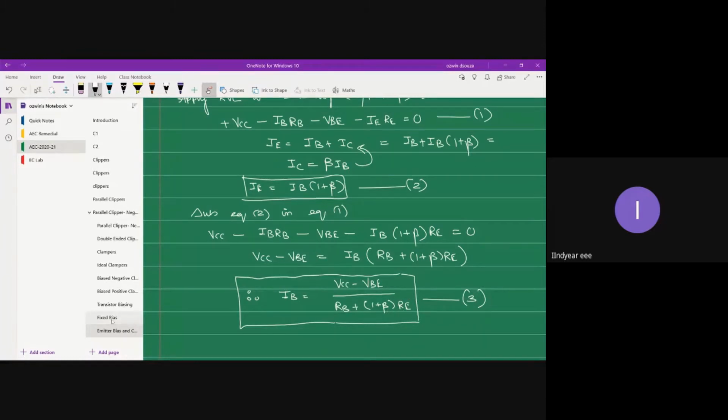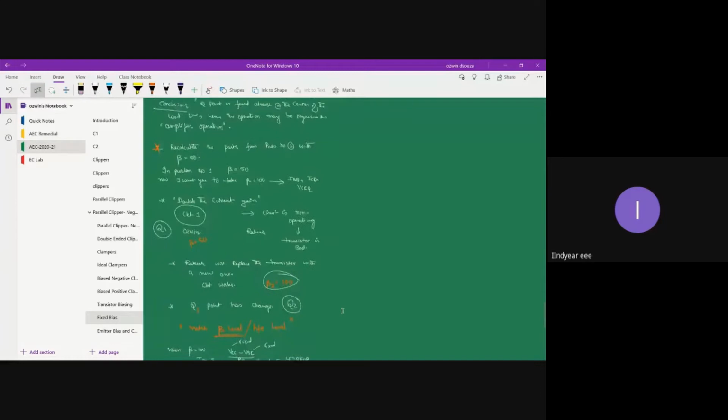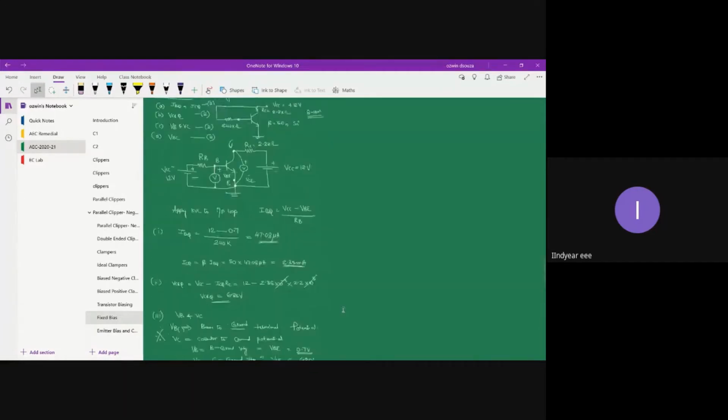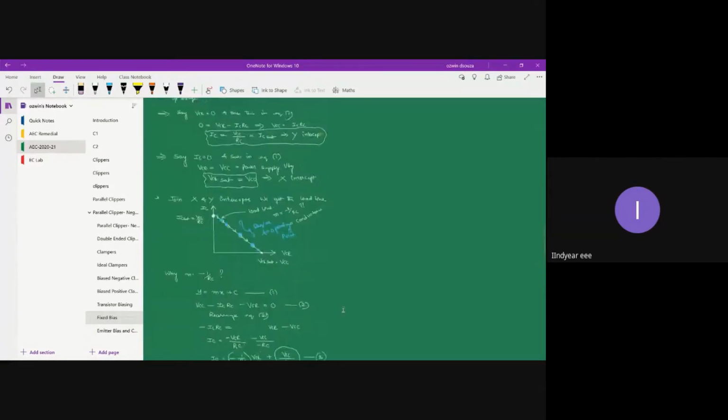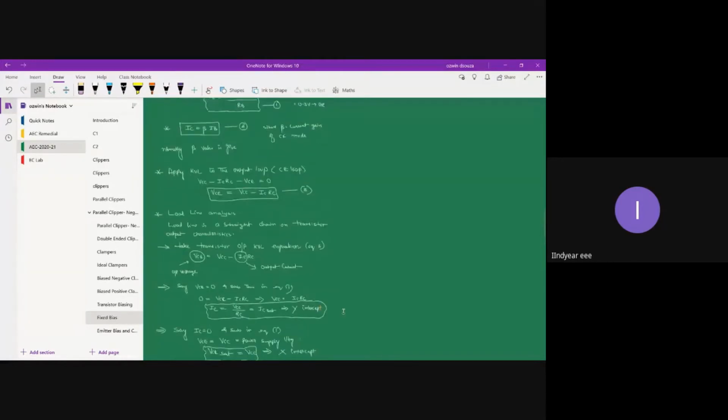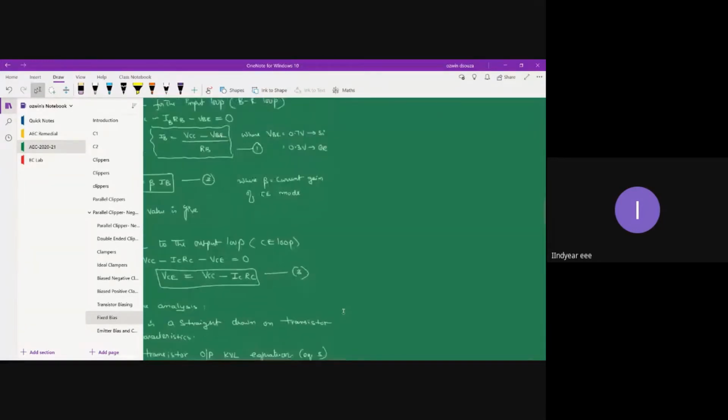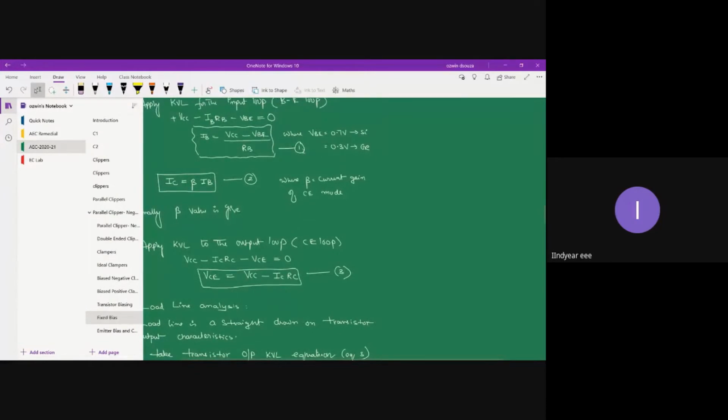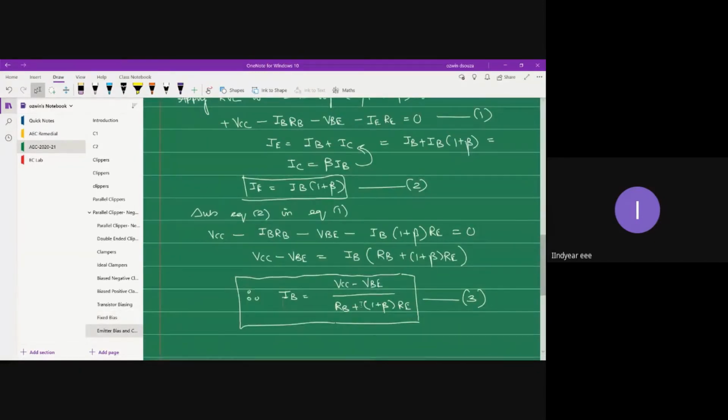Now if I take you back to the fixed bias circuit, this is equation 1. Observe, it is simply VCC minus VBE divided by RB. So the beta term is missing in this particular equation. No beta term is present for a fixed bias circuit. On the other hand, if you look at the emitter bias circuit, there is a beta term.